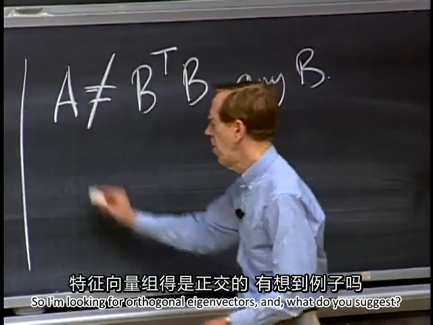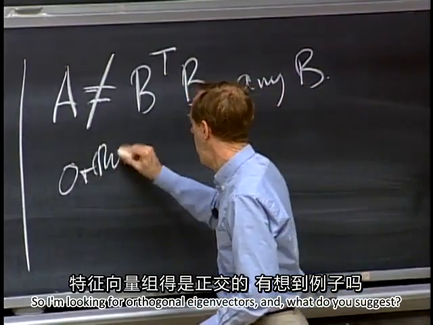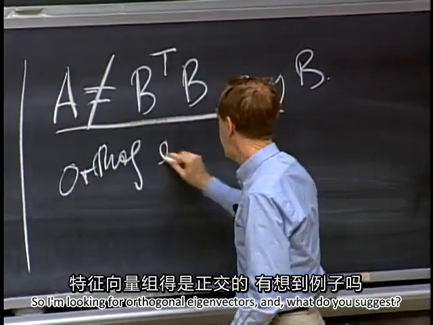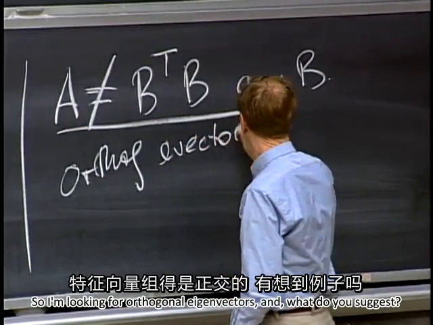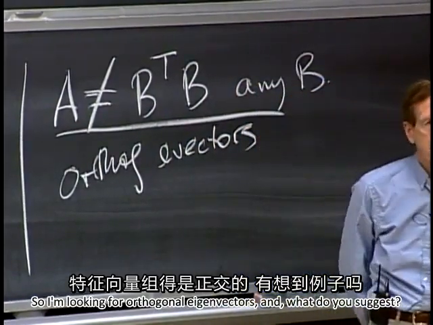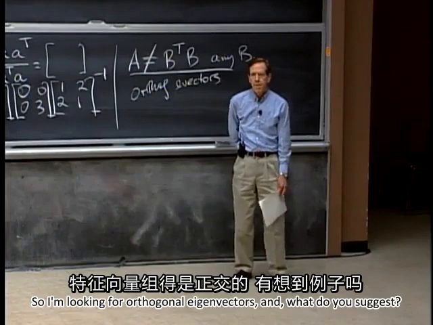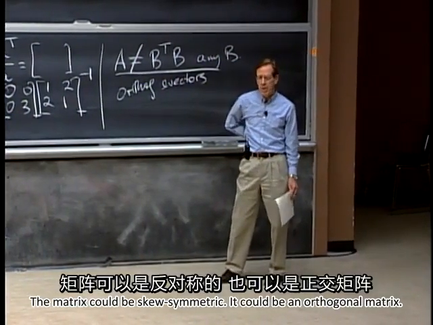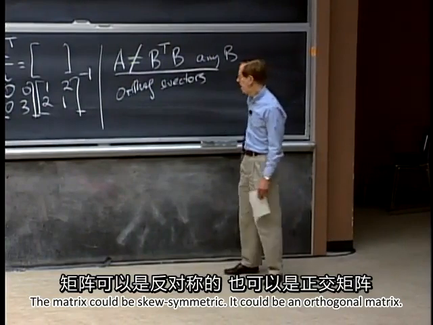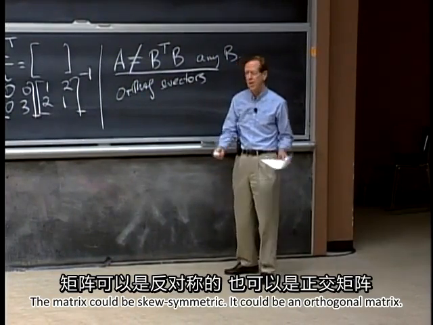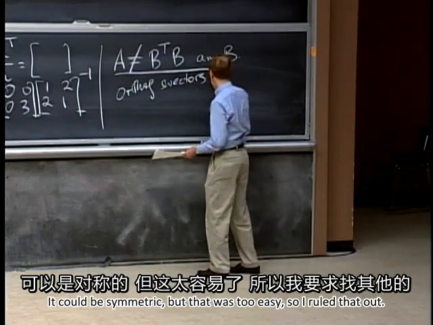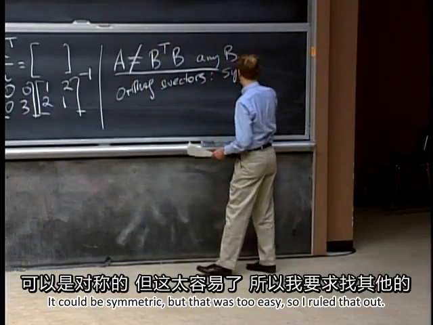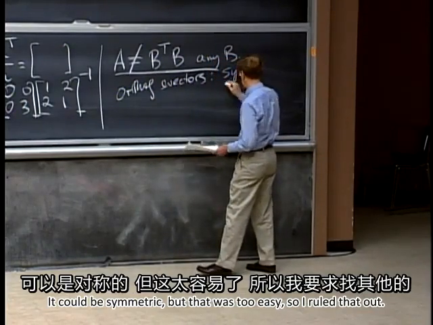So I'm looking for orthogonal eigenvectors. And what do you suggest? The matrix could be skew symmetric. It could be an orthogonal matrix. So it could be symmetric, but that was too easy, so I ruled that out.